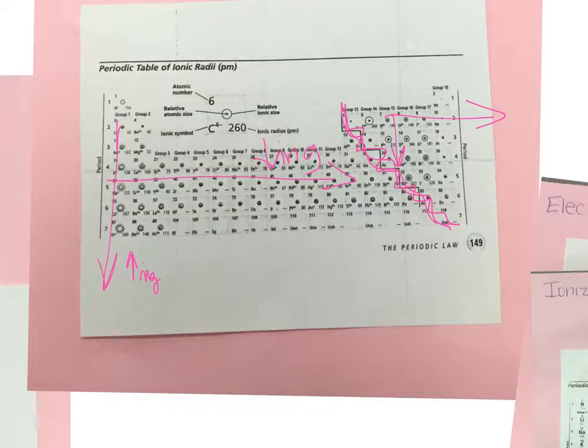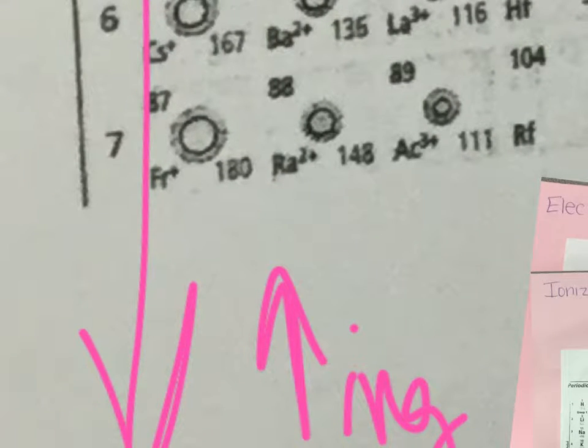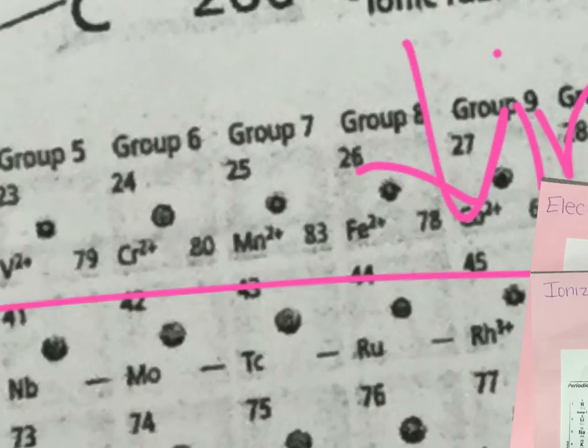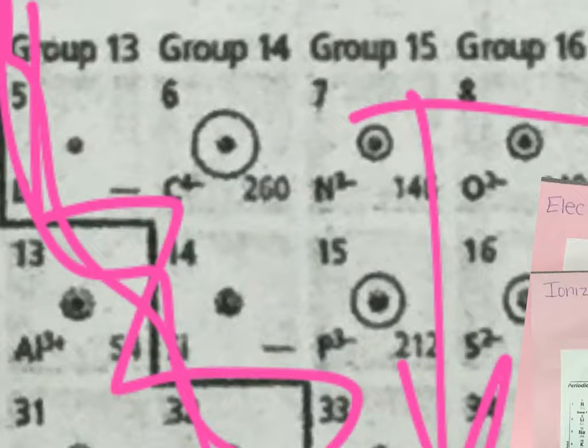However, one thing that I hope you looked at: what's francium's ionic radius? 180. Okay, let's look up here. What is carbon's? 260, right? So what I need you guys to see is that anions are always fatter than your cations. Anions are fatter than your cations.